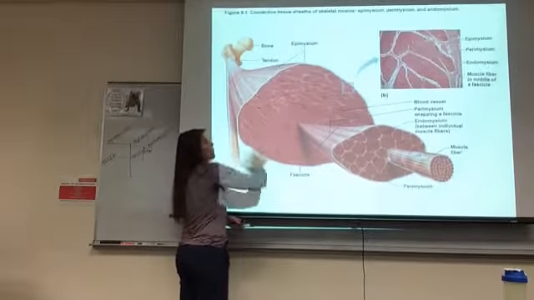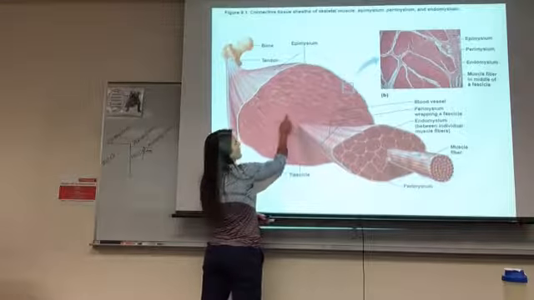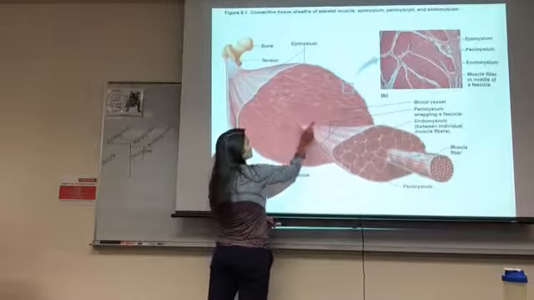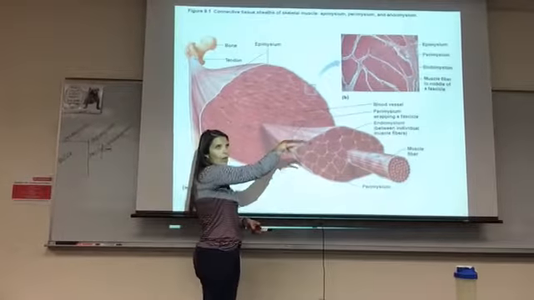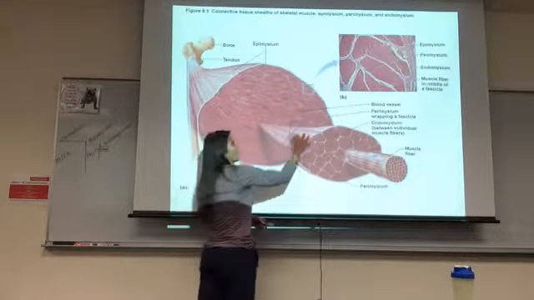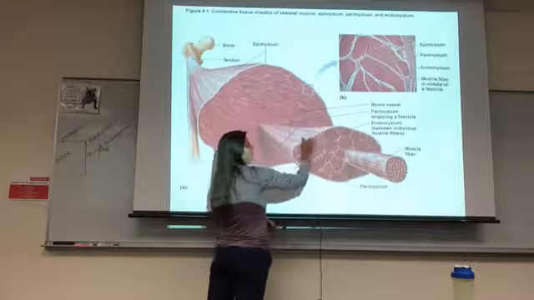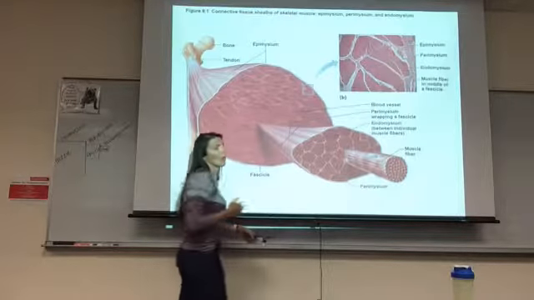This whole muscle is made up of these things right here, and each of these things is called a fascicle. So here it's shown one of those fascicles so you can see it. The fascicle is surrounded by this connective tissue here called the perimysium.